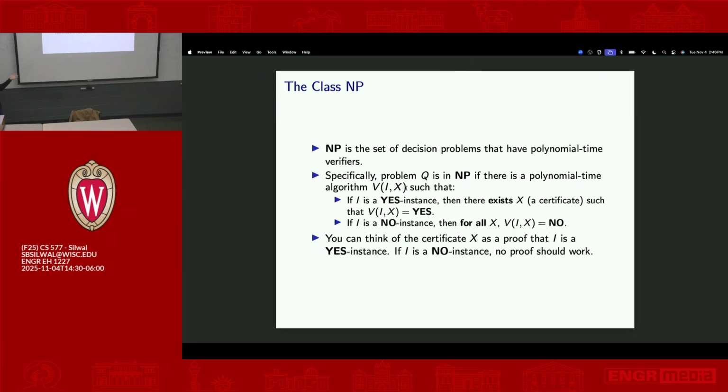So for instance, in this example, consider the problem Q: does the graph have a negative weight cycle?